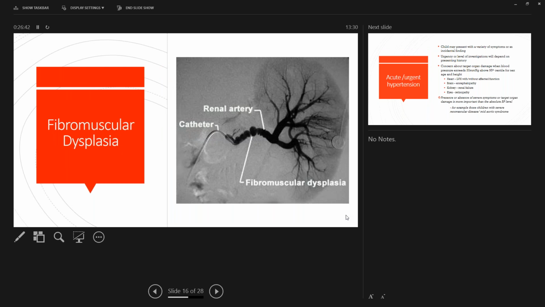So this is just an example of an angiogram. The gold standard diagnostic for renovascular hypertension is renal angiography. You can see here an example of a child with fibromuscular dysplasia. This is typically seen in an angiogram as a string of beads. You can see in the middle there of the renal artery, it very much looks like a string of beads, and this is a specific sign we see on angiograms.